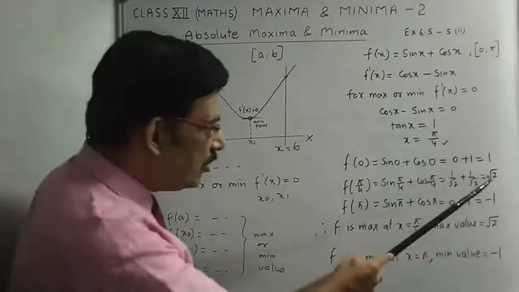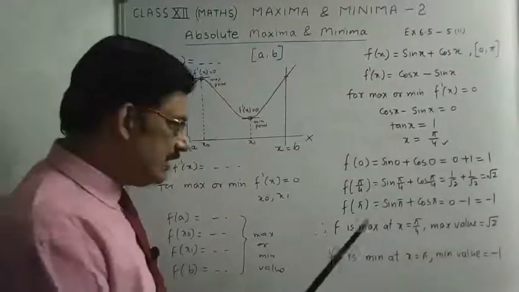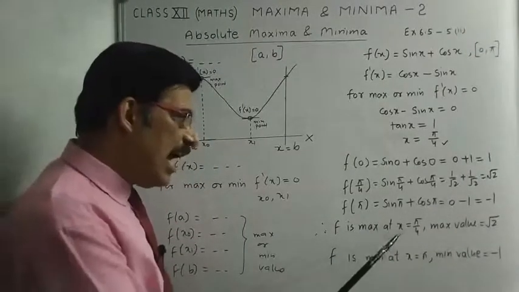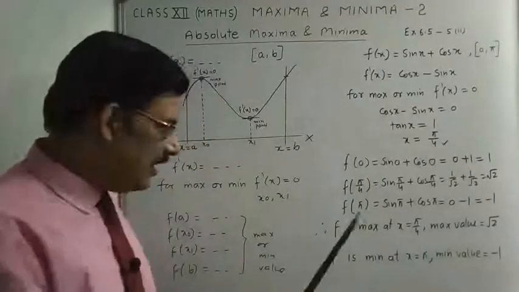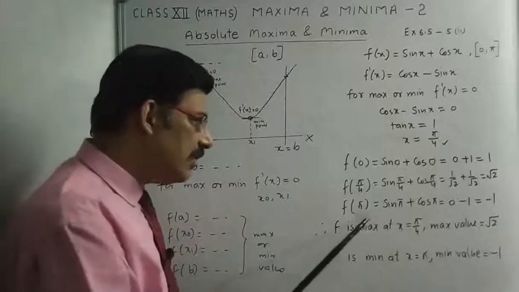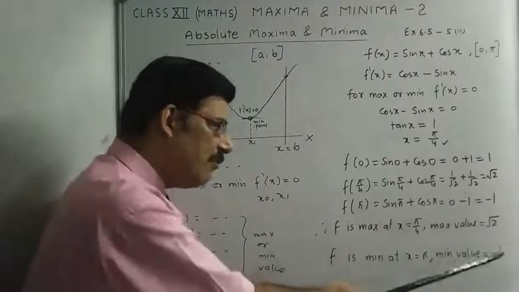Now you can see root 2 is the maximum. So the answer is the function is maximum at x is equal to pi by 4 with maximum value root 2, and the function is minimum at x is equal to pi with a minimum value minus 1.